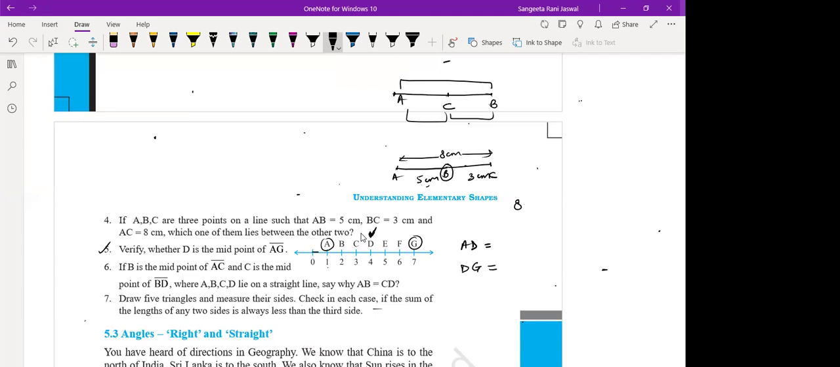A to B is 1 centimeter, 1 centimeter, then 2 centimeters, then 3 centimeters. So it's 3 centimeters I can write. This is also 1 centimeter from D to G, 1 centimeter, 2 centimeters, 3 centimeters. So ma'am, that means on either side of D I have equal distances. So that's why I can say that D is the midpoint. Yes, ma'am.